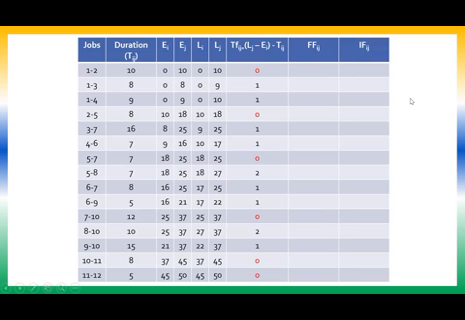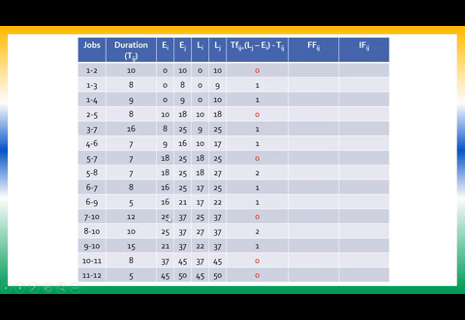Similarly, 9 minus 0 minus 8, 1. 10 minus 0 minus 9, 1. 18 minus 10 minus 8, 0. 25 minus 8 minus 16 is 1. 17 minus 9 minus 7 is once again a 1. 25 minus 18 minus 7, 0. 27 minus 18 minus 7 is 2. 25 minus 16 minus 8 is 1. 16 minus 5 is 1.